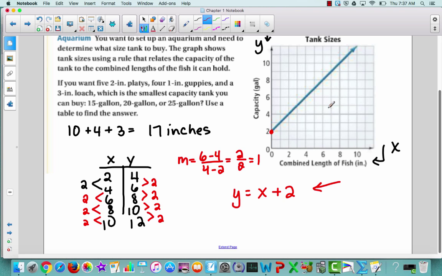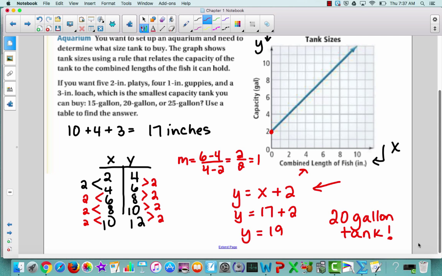of numbers. And so I can use it to find out what kind of gallon tank I would need. So I'm going to let x be 17 because that's the combined length of my fish. 17 plus 2 gives me 19, so y equals 19. Gallon tanks come in 15, 20, or 25, so the smallest one I would buy would be a 20-gallon tank. Make sense? And again, we will be going over the ones with the graphs, and y equals mx plus b in class tomorrow when we practice.